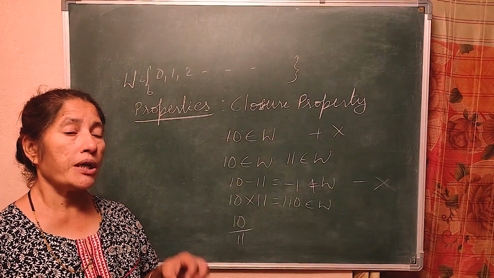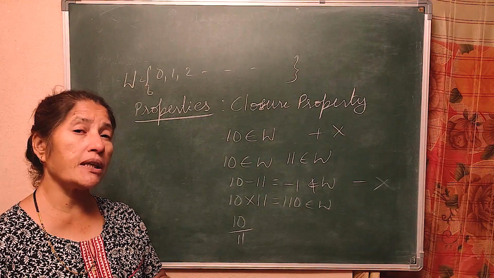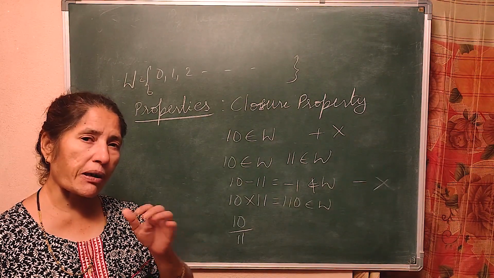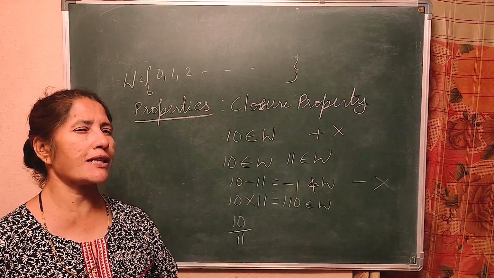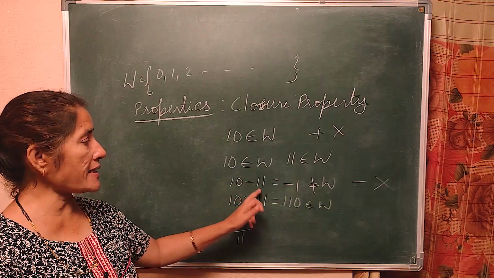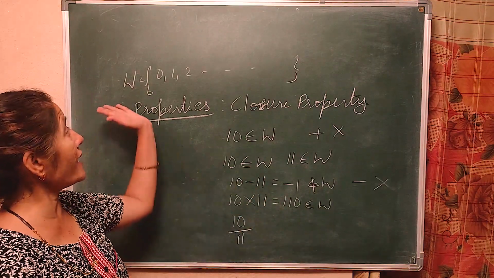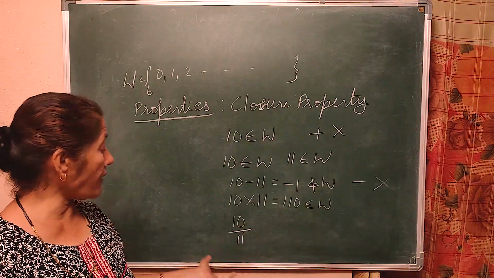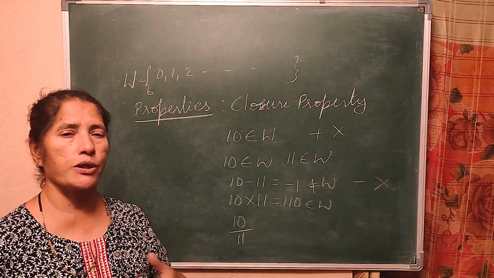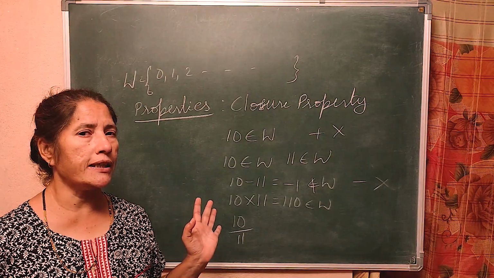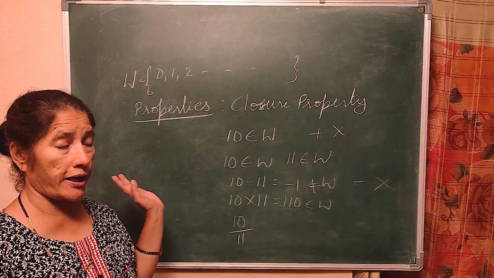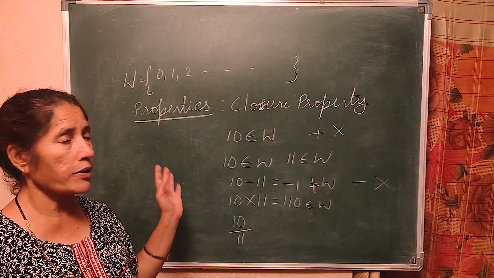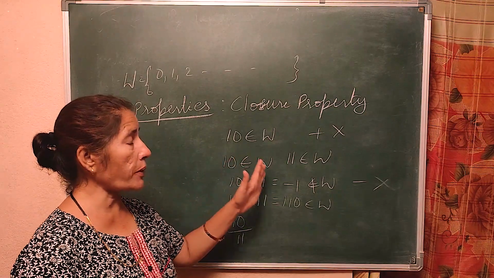Right? So, whenever each and every number after these mathematical operations belongs to W, then only it is closed. Otherwise, it is not closed. 10 minus 11, minus 1, is not there in W. 10 divided by 11, that number is not there in W. So it is not closed under division. Is it clear? Now, I hope you understood the meaning of closure property.